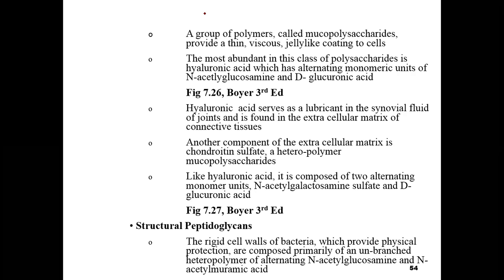mucopolysaccharide. Like hyaluronic acid, it is composed of two alternating monomeric subunits, N-acetylglucosamine sulfate and D-glucuronic acid. It contains a sulfate ester at the C4 and C6 position of the amino sugar. As I already told you, this is important in the bones, cartilage, and the tendon.